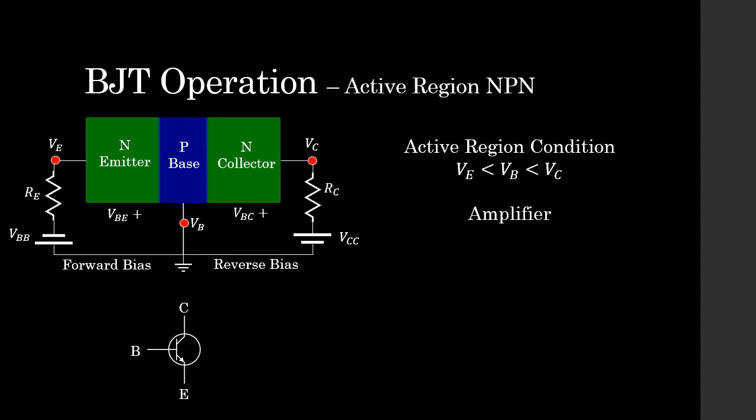And basically, in order to operate the BJT in this region, you need to satisfy this following condition, where the collector voltage is greater than the base voltage, and the base voltage is greater than the emitter voltage.